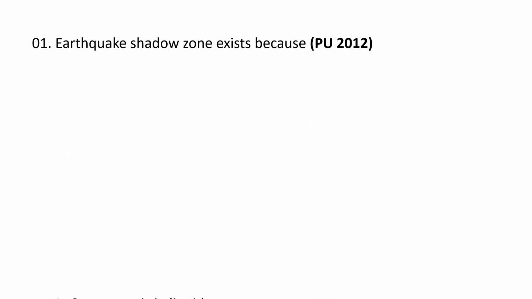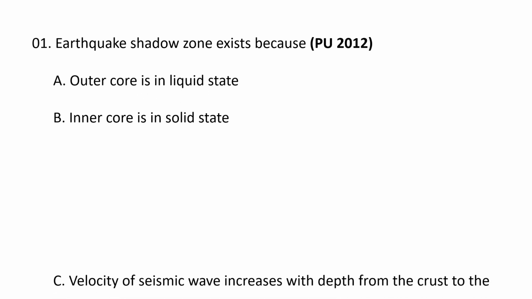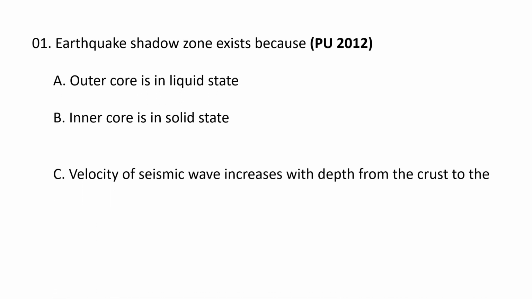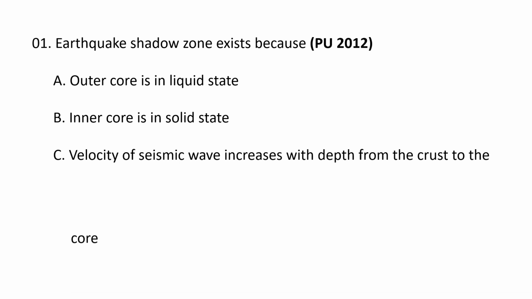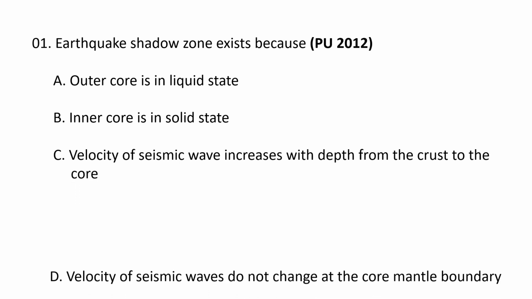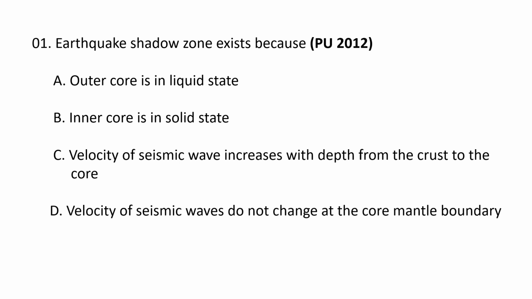Earthquake shadow zone exists because A. Outer core is in liquid state. B. Inner core is in solid state. C. Velocity of seismic wave increases with the depth from the crust to the core. And D. Velocity of seismic waves do not change at the core mantle boundary. So the correct option is: earthquake shadow zone exists because the outer core is in liquid state.